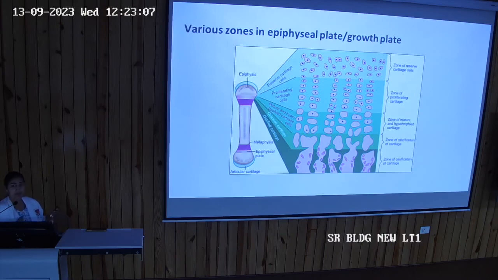And the last zone is the zone of ossification, where the osteoblasts take over for the ossification of the matrix of the bone. So these are the 5 zones that are present in the growth plate, starting from the upper end and coming towards the diaphysis.